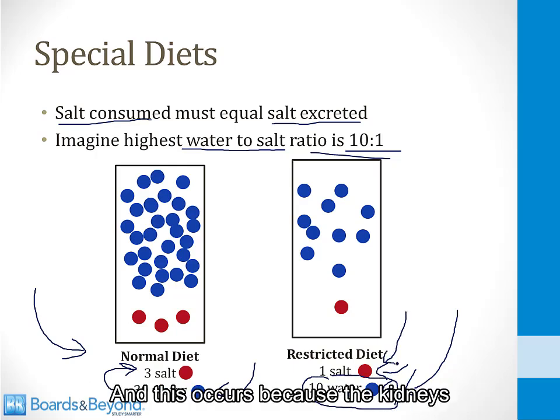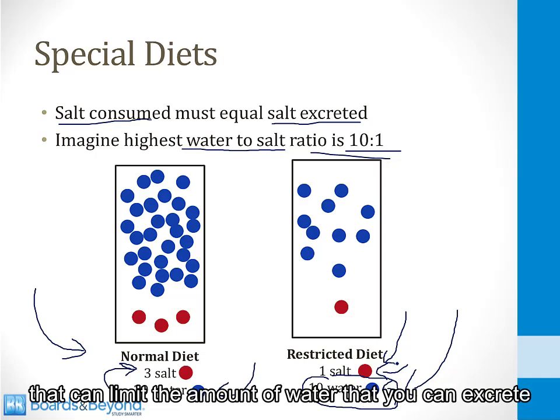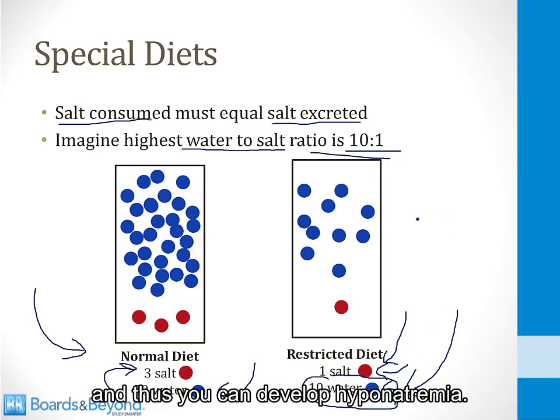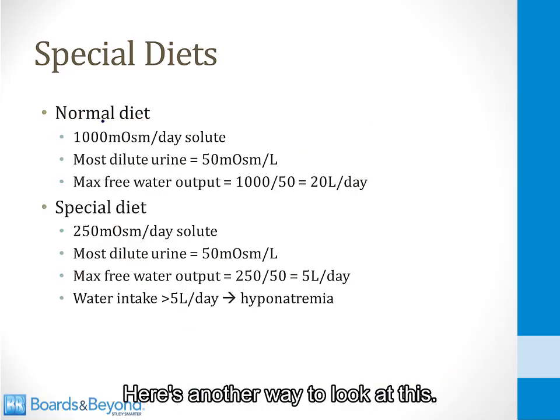And this occurs because the kidneys must excrete some salt with water. So if you consume very, very little salt, that can limit the amount of water that you can excrete, and thus you can develop hyponatremia. Here's another way to look at this.